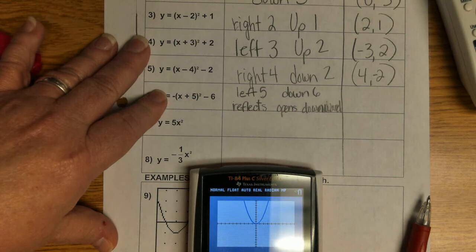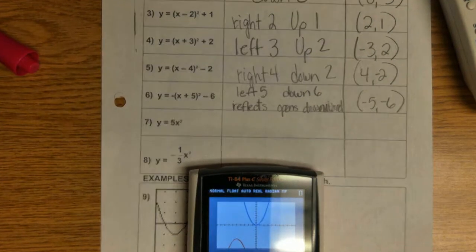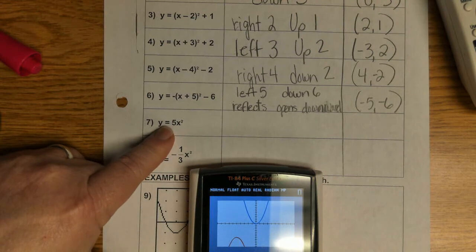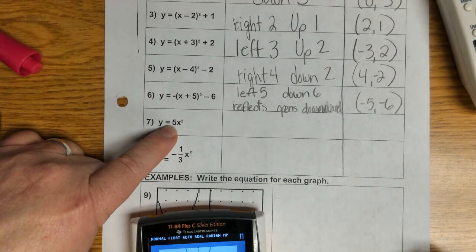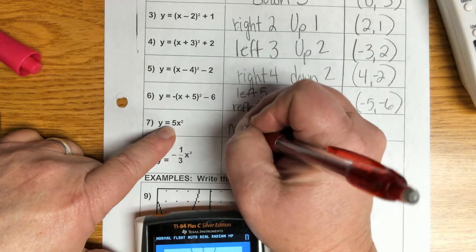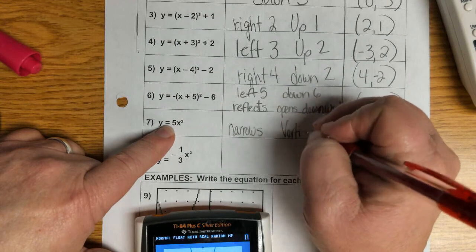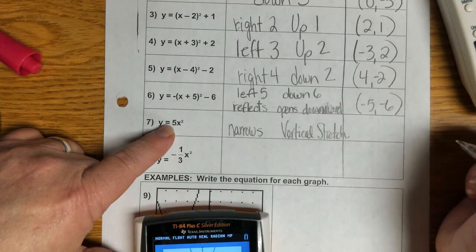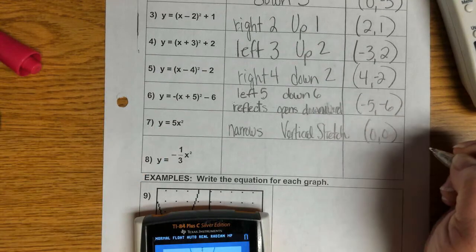It should be opening downward, and there it is at -5, -6, and you could go to the table and see that. All right, what happens when you have a coefficient of 5 in front of your x squared? I hope you remember. When it is greater than 1, it narrows your parabola, which is called a vertical stretch. Remember, it's stretching away from the x-axis, and your parabola is still at 0, 0.